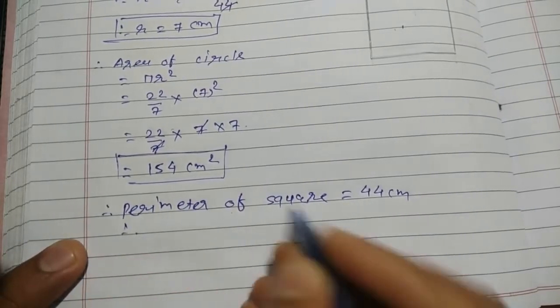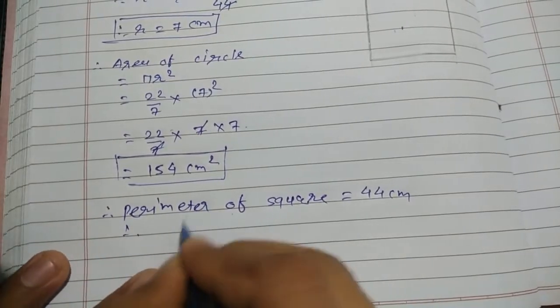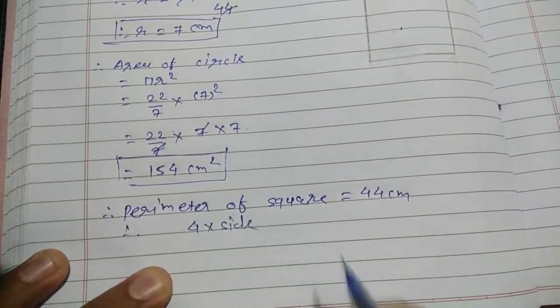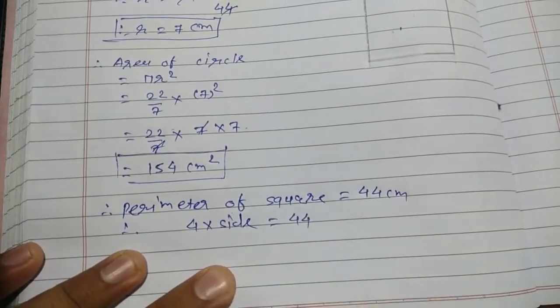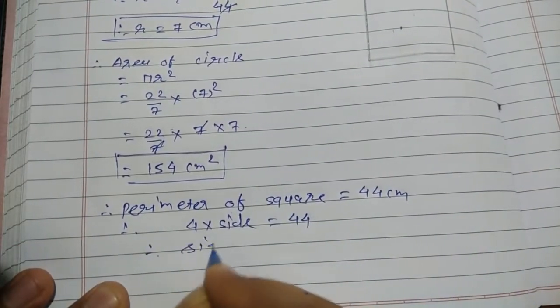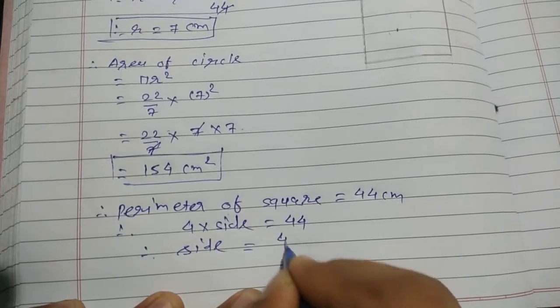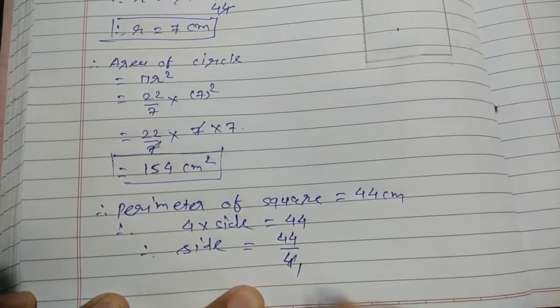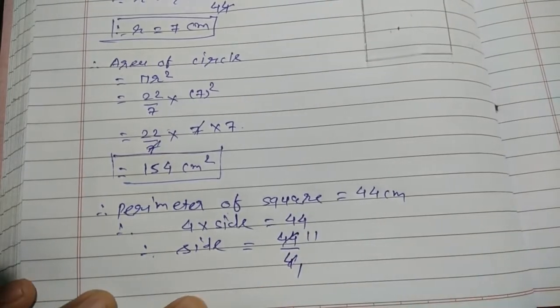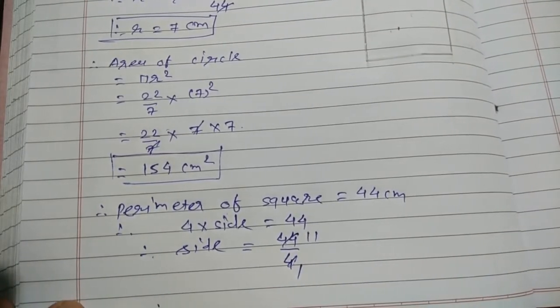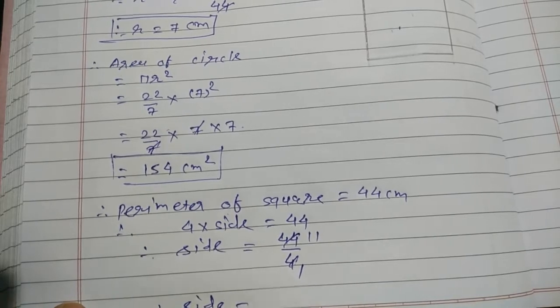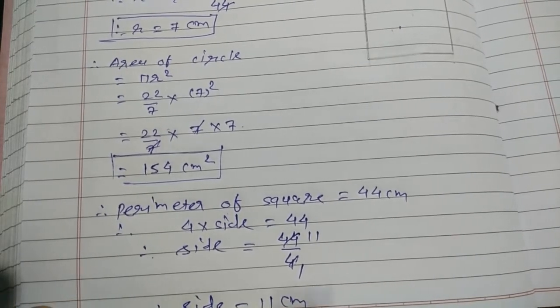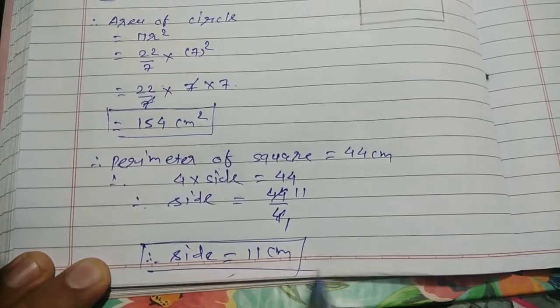So here perimeter of square, what is it? Formula: 4 multiplied by side, and that is equal to 44, and therefore side is equal to 44 divided by 4. 4 1s are 4, 11 4s are 44, and therefore the length of side of the square is 11 centimeter. Okay, now we will find the area of the square.